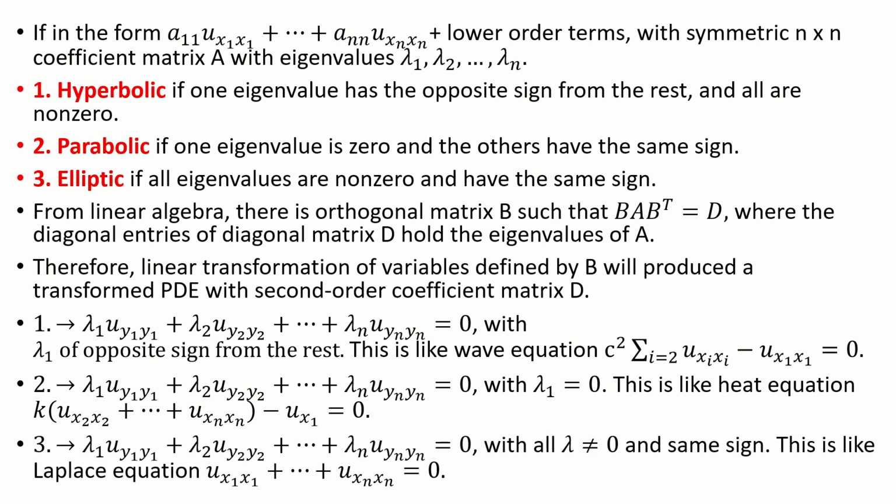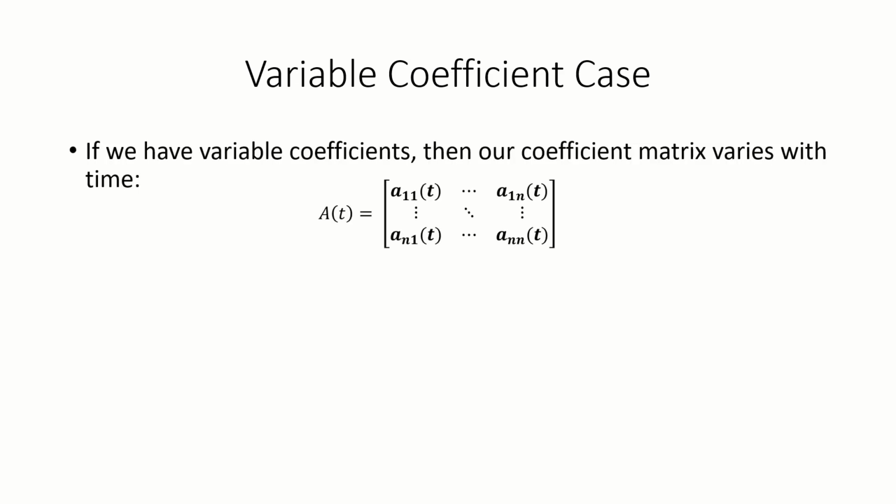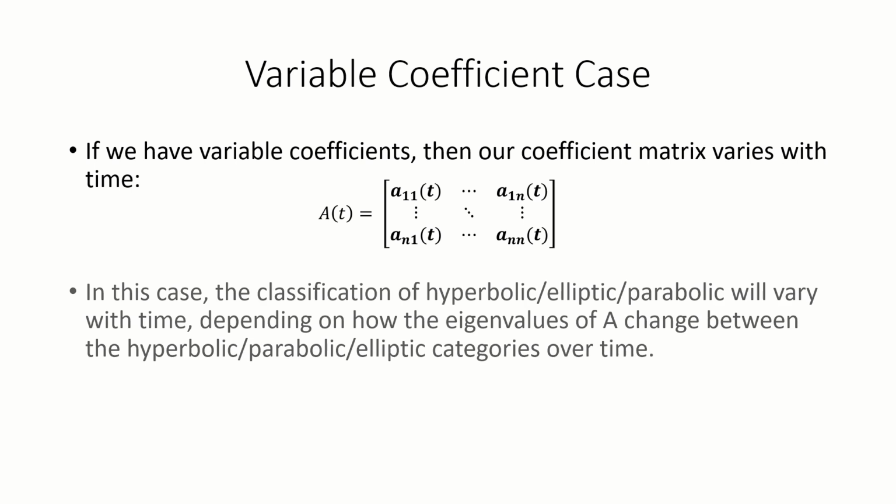That's pretty much everything we're going to cover in this video. But you might be wondering what happens if our coefficients are time variable. In that case, our coefficient matrix will also be time variable, so its eigenvalues will vary with time, which means the classification of our PDE will also vary over time.